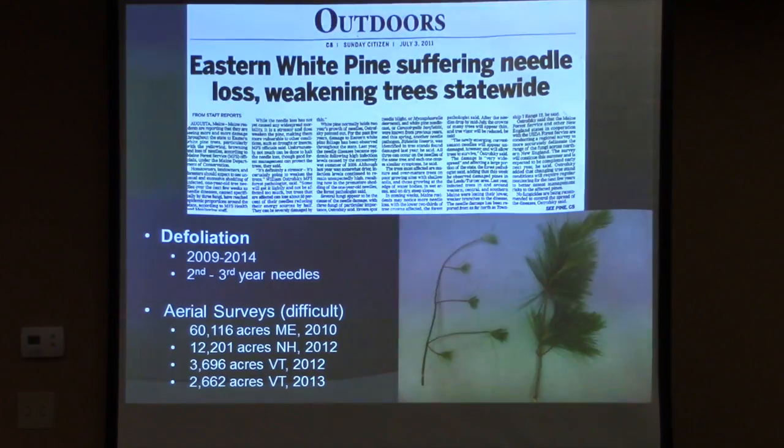This defoliation had started in 2009 and has been continuing every year since. We see defoliation of the second and third year needles. So this is an example of a twig that I found this past June, where these are the current year candles that are coming out while all the rest of the needles are defoliated. And this is a healthy white pine that I picked from the same day. So as you can tell, there's a huge defoliation difference.